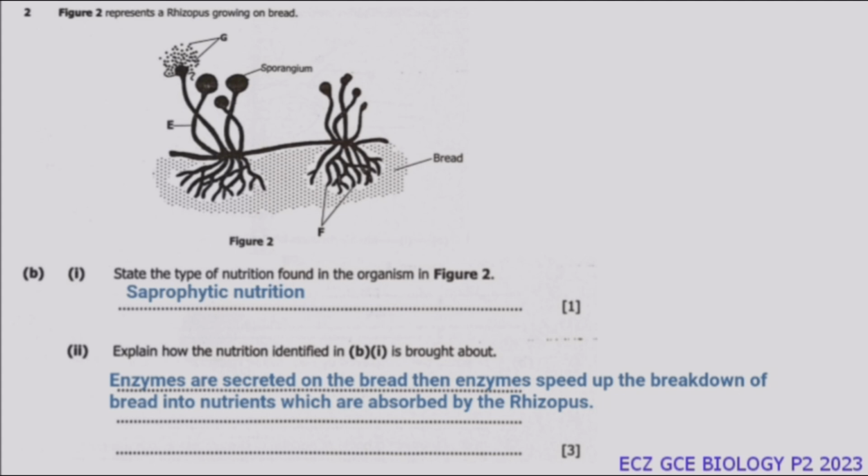So the enzymes will be secreted and then they'll speed up the breaking down of bread into nutrients which will be absorbed by rhizopus. If you have got questions, you can ask in the comment section. Otherwise, these are the answers we are supposed to write.